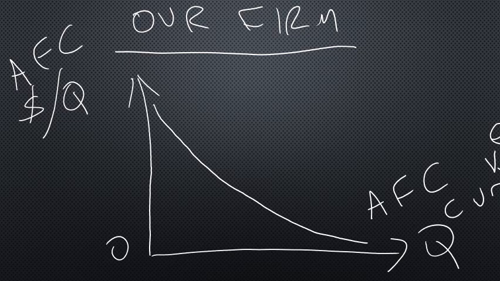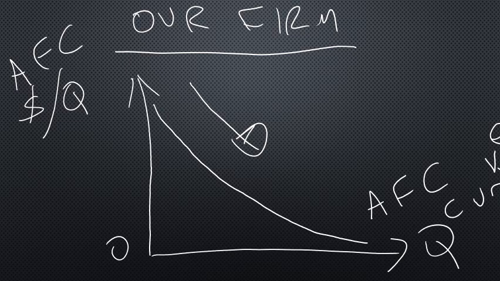The more you produce, the lower will be average fixed cost. Again, the more you produce, going this way, the lower will be average fixed cost. Will the average fixed cost ever reach 0? No. Will average fixed cost ever be negative? Absolutely not.